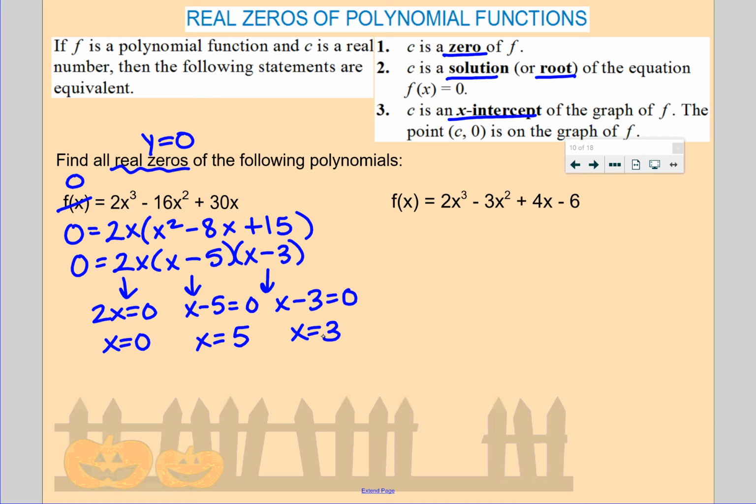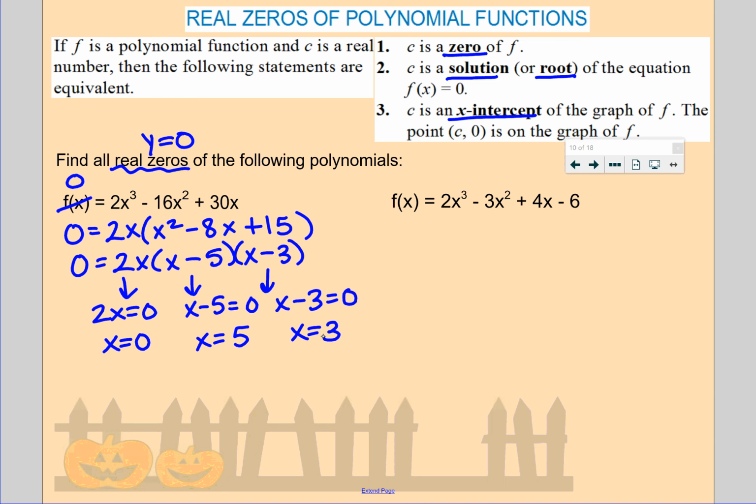5, and 3 are your three zeros, the x-intercepts on this graph. If you want to check it, you can plug the numbers in and see that you get 0, if you don't have a graphing calculator, or you can graph it and see if that's where it's crossing the x-axis. It's the quickest way to do it.